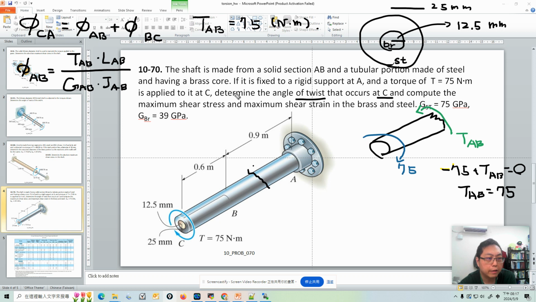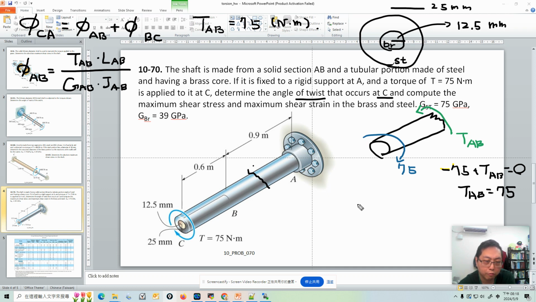So let's see this problem. This problem gives us information of the radius of this section. The radius is 25 millimeter. Yeah, you have to check this graph very carefully. So the radius of the core section of AB is 25 millimeter.